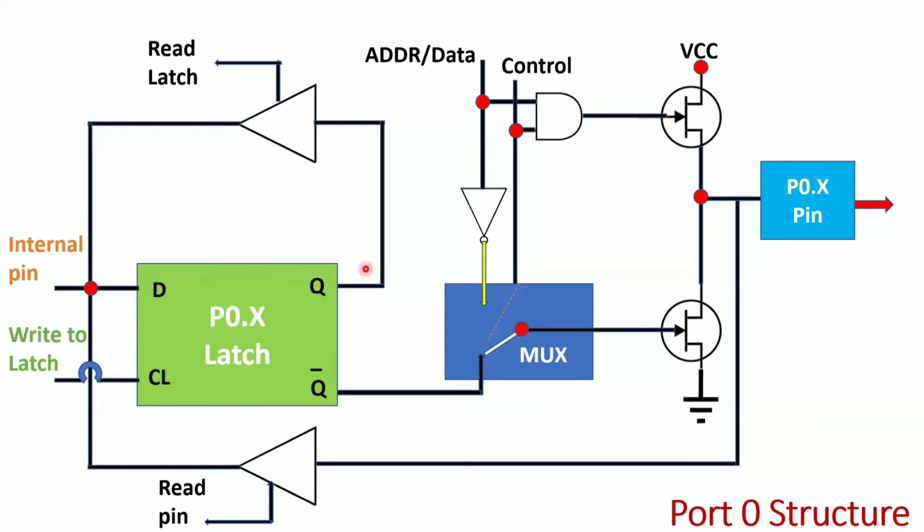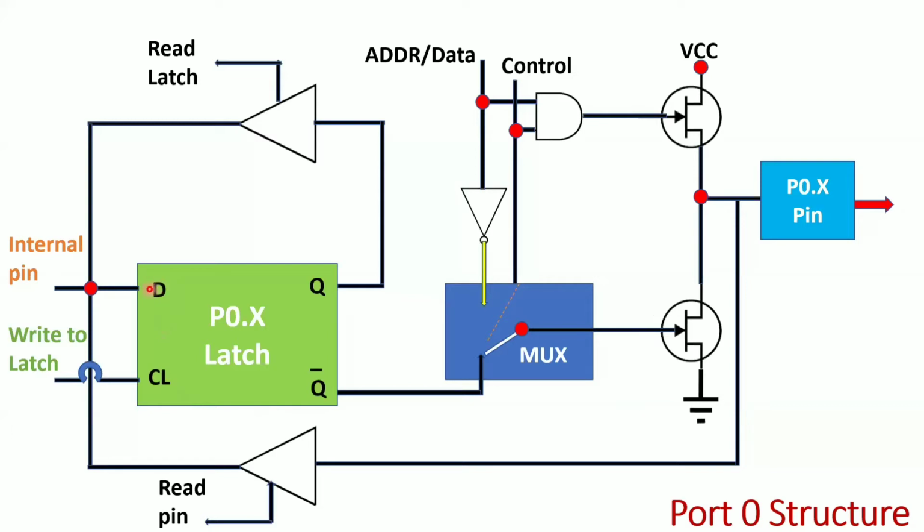Now if you look at this, there is a latch, and there is a mux, a multiplexer. You can also see there is a tri-state buffer. I am sure you know what a tri-state buffer means. And this is the NOT gate, AND gate, and there are transistors. Now look at this latch. A latch is nothing but a 1-bit storage element. Here we are using a D flip-flop, so the D flip-flop acts as a latch. It can store 1 or 0.